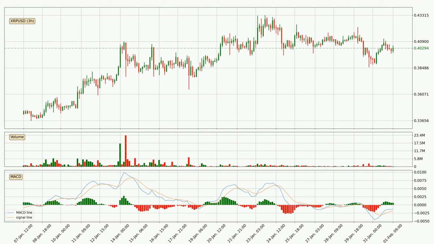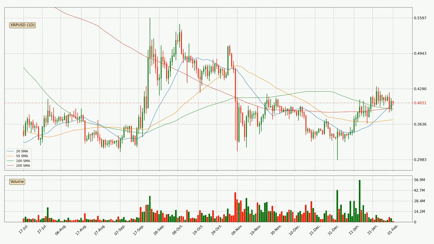Looking at the 3-hourly MACD, the MACD line is above the signal line, which shows that the current trend is on the upside. The MACD histogram shows that the momentum is currently indecisive, so consolidation for some time or shifting the momentum could be expected, and you should wait to see if the MACD line will cross the signal line, which will be bearish.